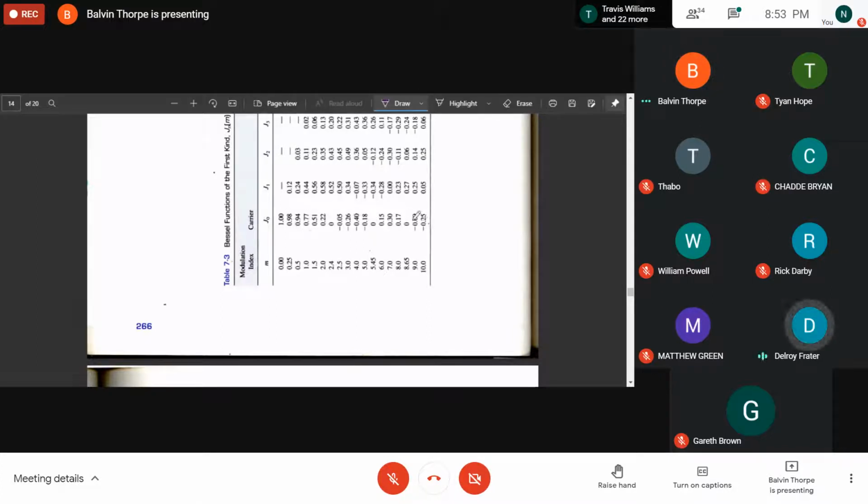But when the modulation index is 0, J naught is 1. Which simply means that if the modulation index is 0, you don't have any modulation. The only thing you have is just a carrier. That's what this is telling you.